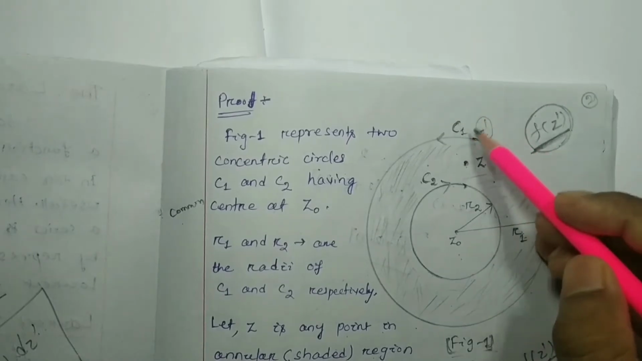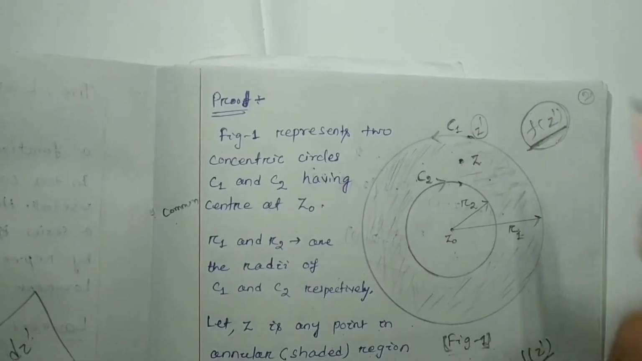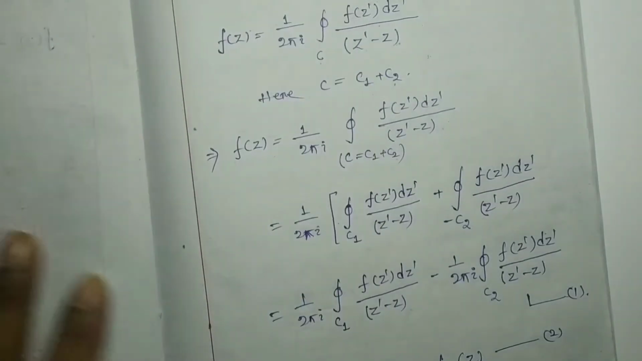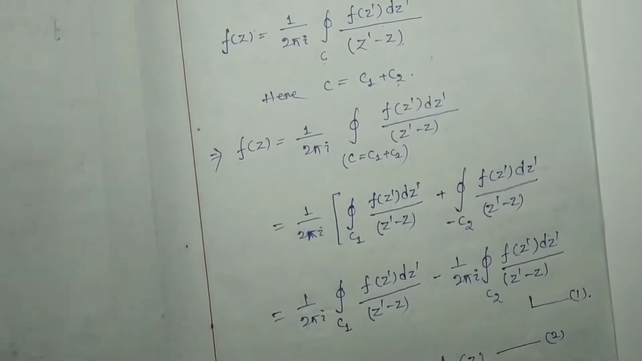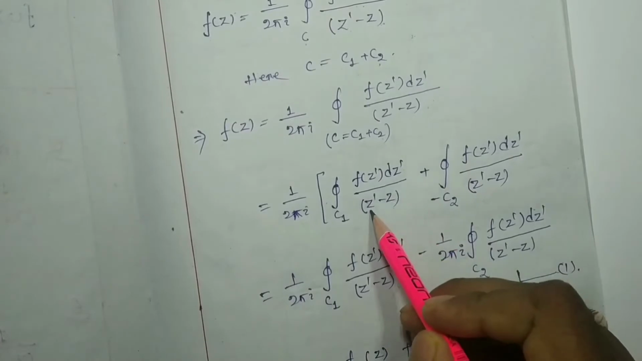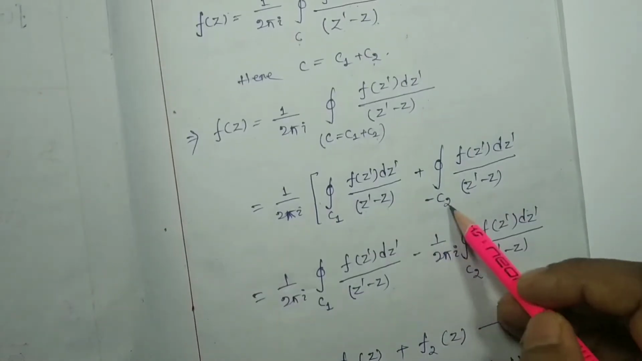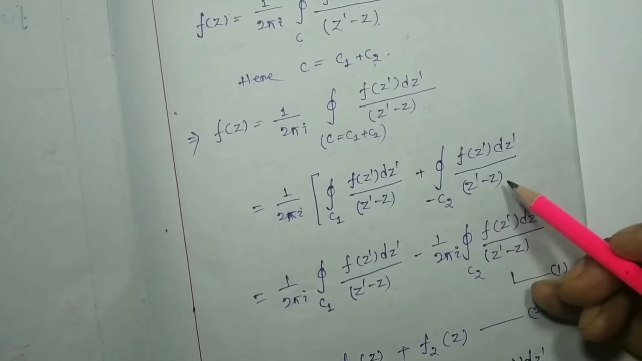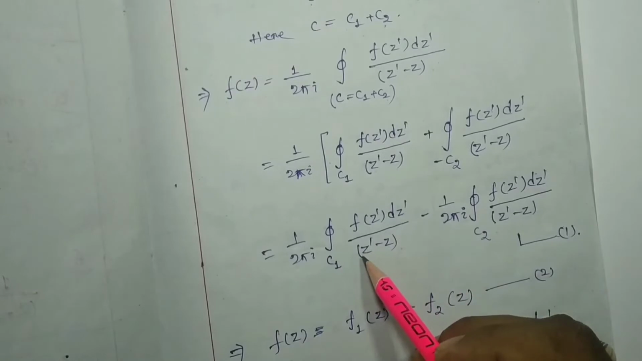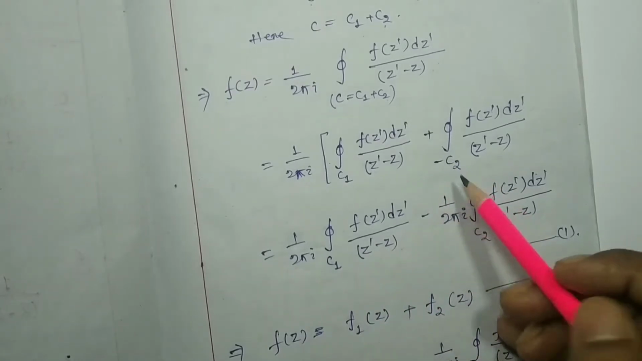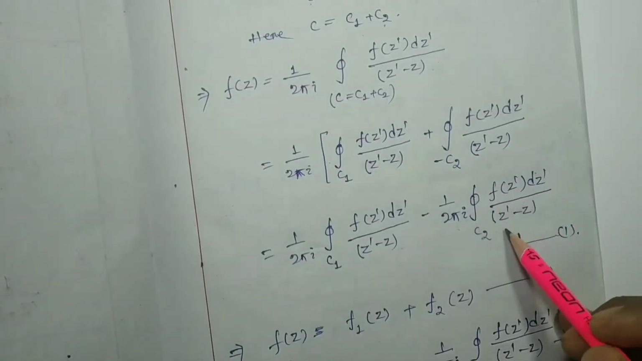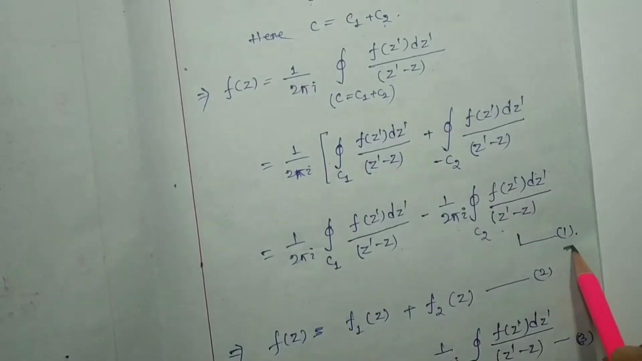so C1 has been considered as positive, C2 will be considered as negative. We have already discussed this previously, from the beginning of this chapter you can check. So C1 will be positive, f(z dash) dz dash by (z dash minus z), plus closed integration over minus C2 of f(z dash) dz dash by (z dash minus z), right? So 1 by 2 pi i closed integration over C1 of f(z dash) dz dash by (z dash minus z). Here minus C2 can also be written as minus 1 by 2 pi i closed integration over C2 of f(z dash) dz dash by (z dash minus z). Let this be your equation number 2.